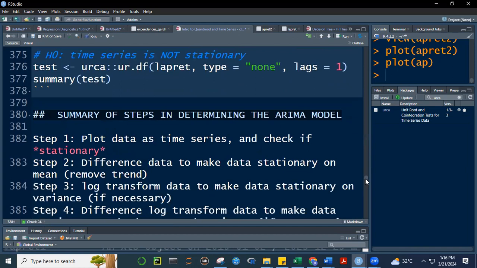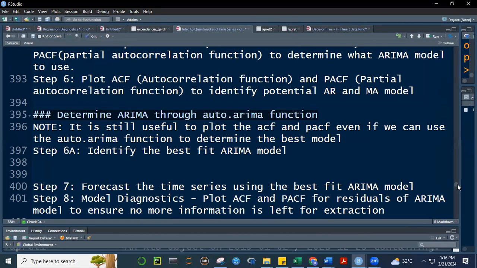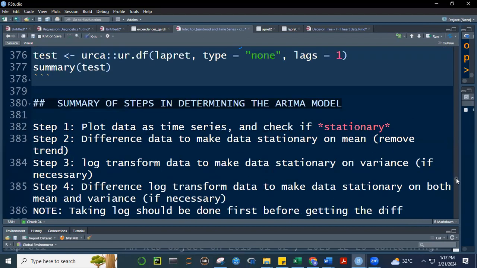So just a summary of steps in determining the ARIMA model. Quick summary lang to class. Okay, so what do we do class in order to generate an ARIMA model? Number one, of course, you plot the time series. Of course, you download it, you load it to R, and then check if it's stationary. So if not, you will have to do some transformation. Okay, if it's not stationary in mean, which means there's a trend, so what you can do is difference the data. Differencing the data will cure the trend.